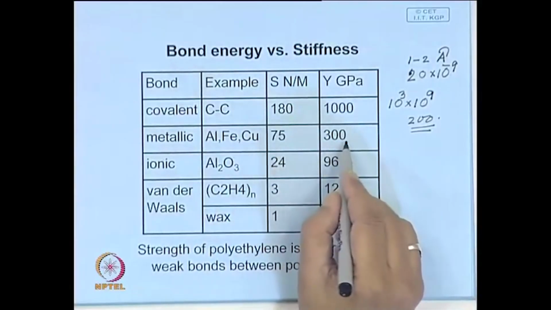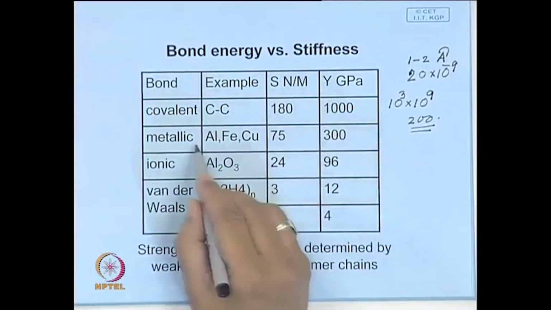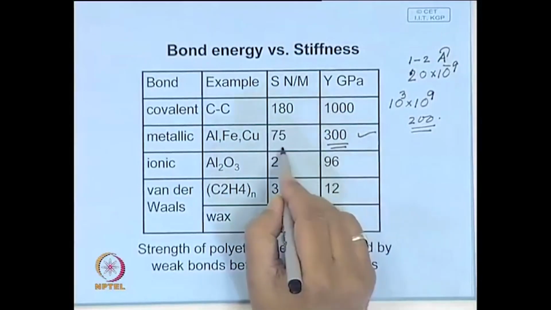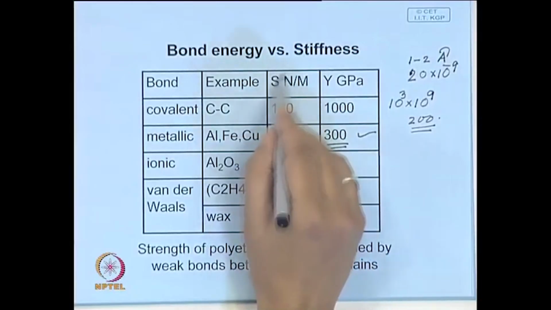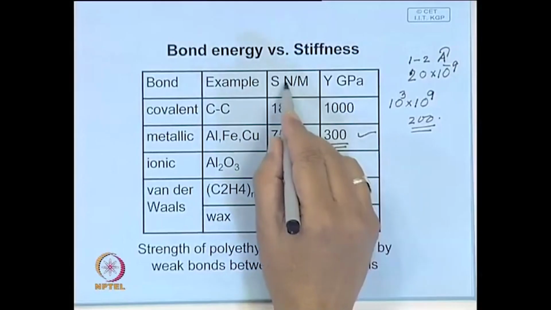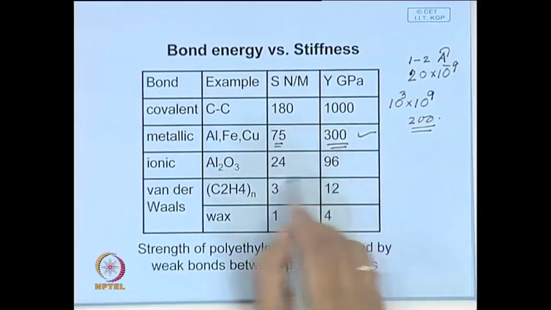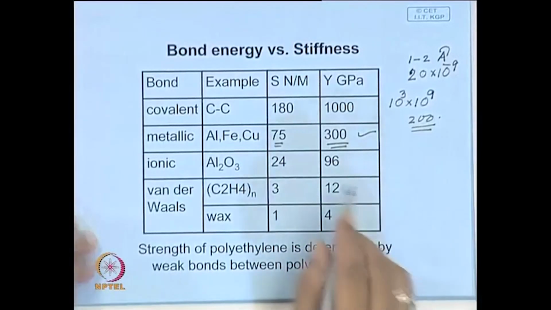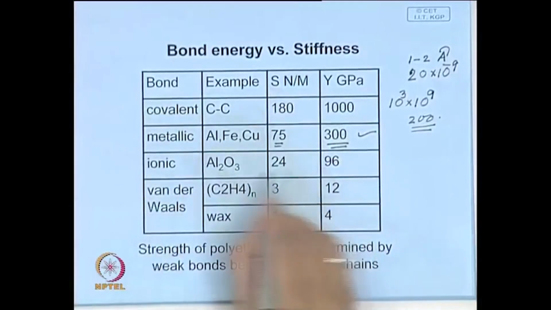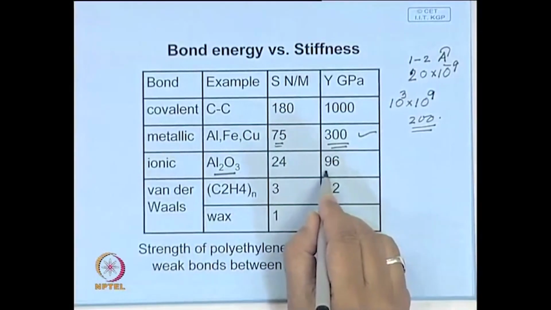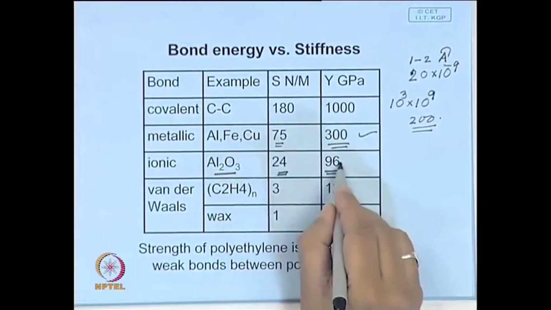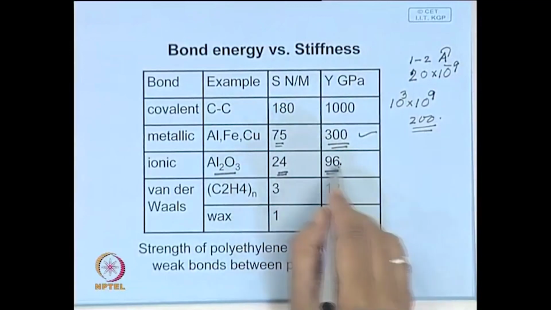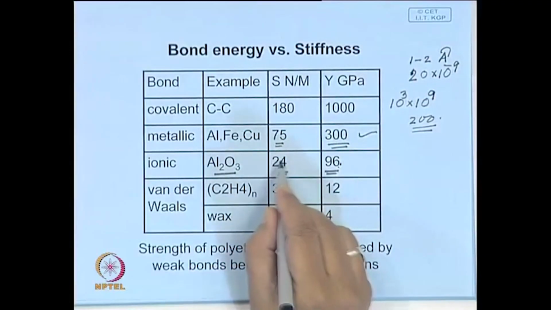So, here are the Young's modulus values for a few metallic bonds, which are of the order of 300 GPa, and then the bond strength is this. Now, in an ionic crystal like alumina, the values are this. So, simply you multiply this by the nearest interatomic spacing, you get the stiffness.